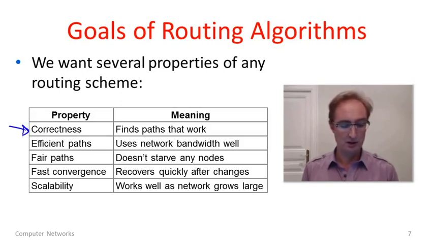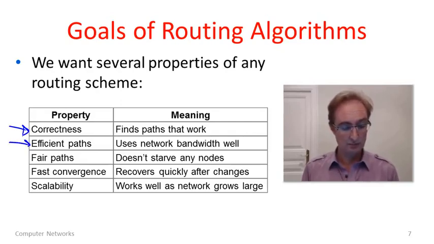First of all, we want them to be correct in finding paths that actually work to get from a source to a destination. That might seem obvious, but it'll turn out that it's a little harder than simply looking at a map and finding out which way to go for some of these routing algorithms, because they need to work in a distributed setting where everyone can't see the whole picture. We still want them to be correct in this setting.